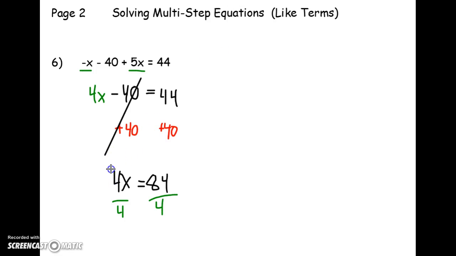So this 4 divided by 4 turns into a 1, leaving us with just a 1x. And when I divide 84 by that 4, I get a 21. And that would be our final answer for that.